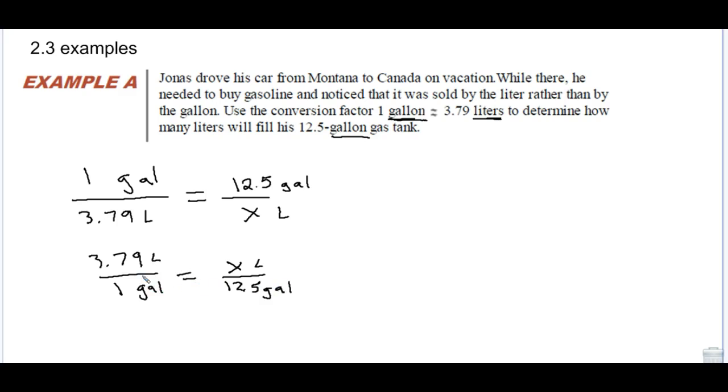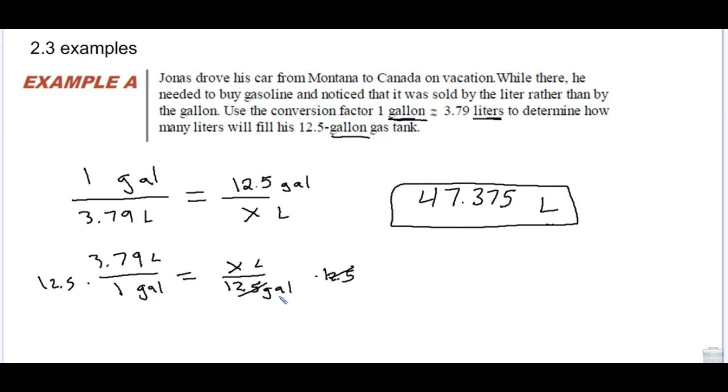Okay, so then I would take 3.79 and multiply it by 12.5. If I multiply both sides by 12.5, the 12.5s cancel out, and I would be left with 47.375, and my units are liters. So that's how many liters will fill up his tank. 47.375 liters will fill up that tank completely. That is the same as 12.5 gallons.